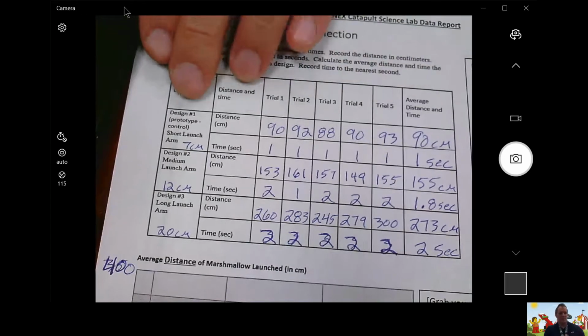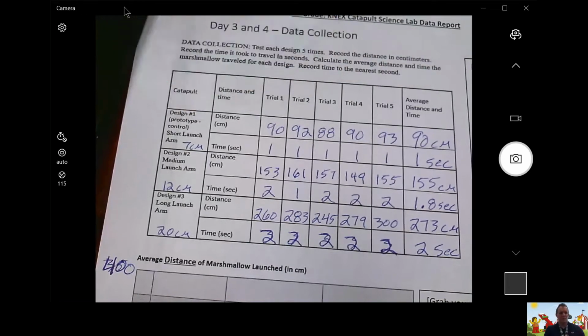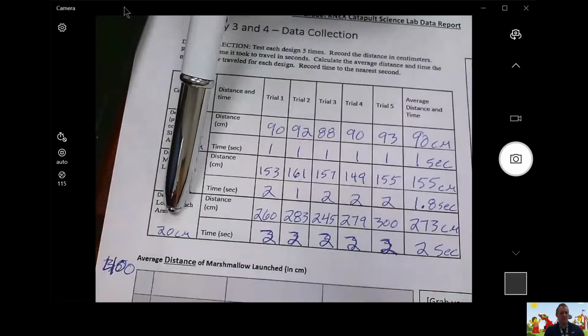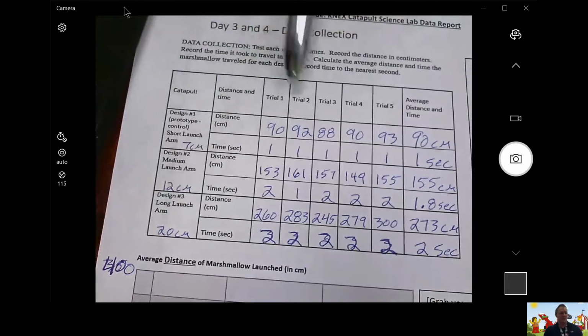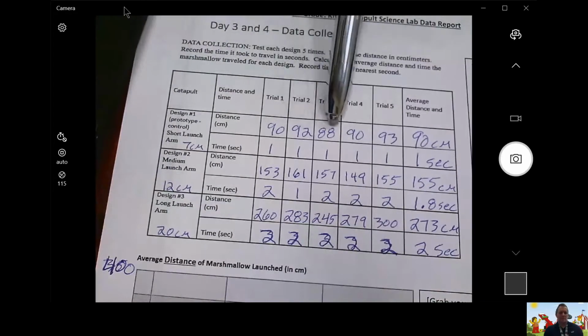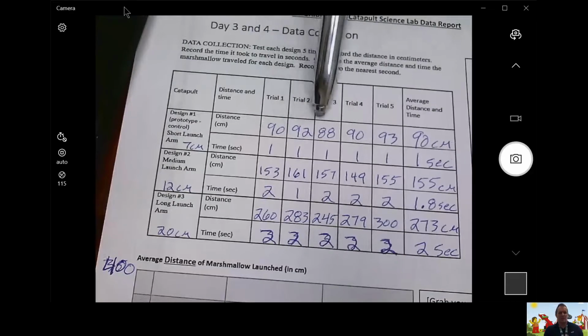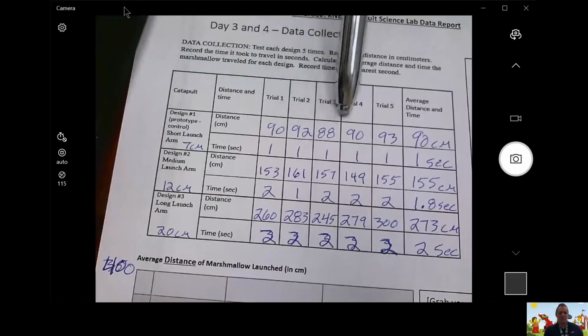I have my control group launch arm, and I measured the launch arm. It was 7 centimeters. My medium one was 12 centimeters. And my third launch arm, the longest one, was 20 centimeters. And you can see here's my distances. I had 5 distances: 90, 92, 88, 90, 93. Notice very similar, and this is good. This tells me that I followed all the rules pretty well.